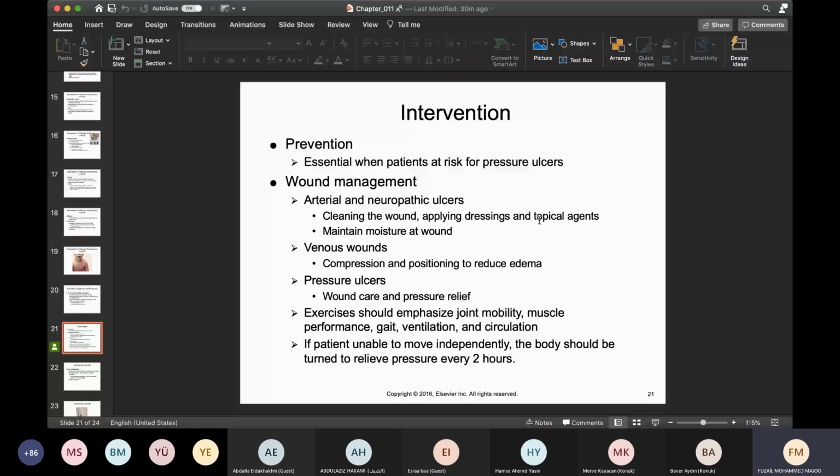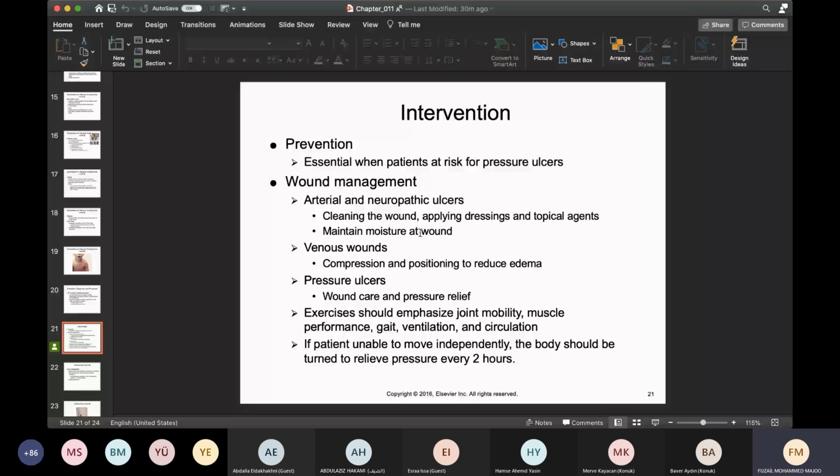How? By making sure that they reposition themselves enough, by checking their shoes, making sure you change and inspecting areas on their feet between the toes, being careful when cutting nails, and again, having weekly checkups in the extremities especially. Why? Again, because the legs and feet are the most commonly affected. Now, when it comes to wound management, for arterial and neuropathic ulcers, it's important to keep that wound clean. That's achieved through cleaning, applying dressings and topical agents. Also, a lot of times it helps to maintain moisture at the wound.